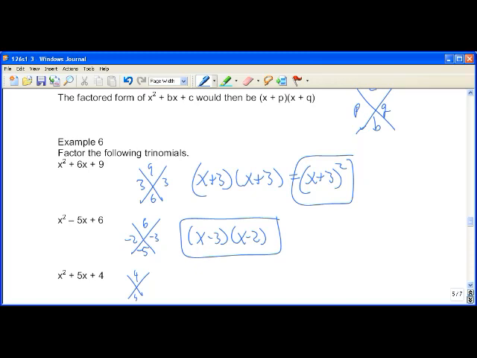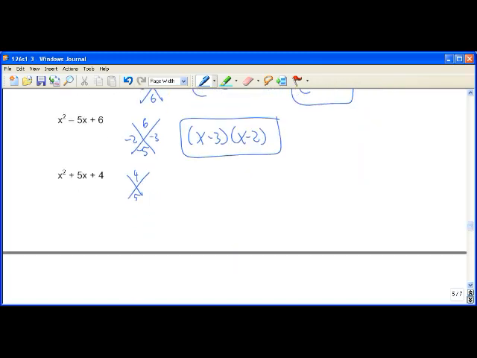Next one, we have a 4 up on top, a 5 down below. That's interesting. What numbers would multiply to be 4 but add to be 5? 1 and 4. X plus 1 times x plus 4. Very good. Any questions before we go to the next page? No.